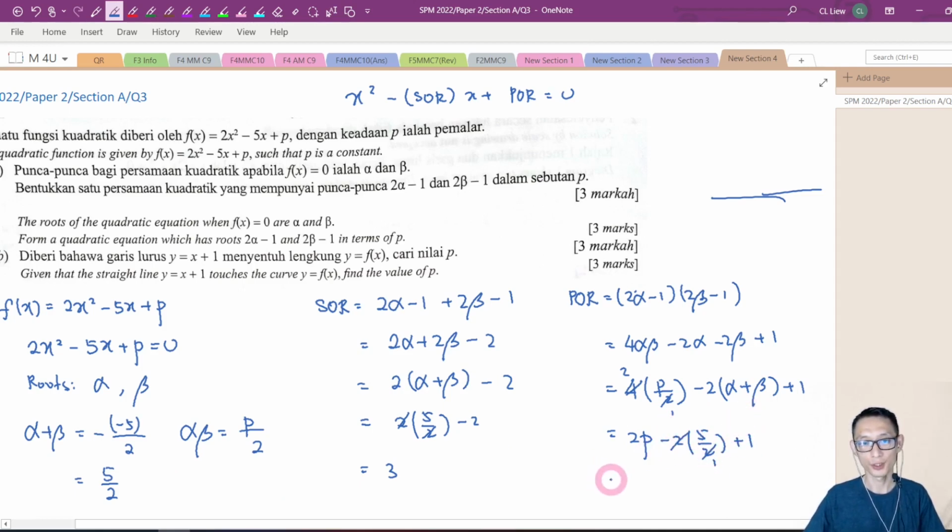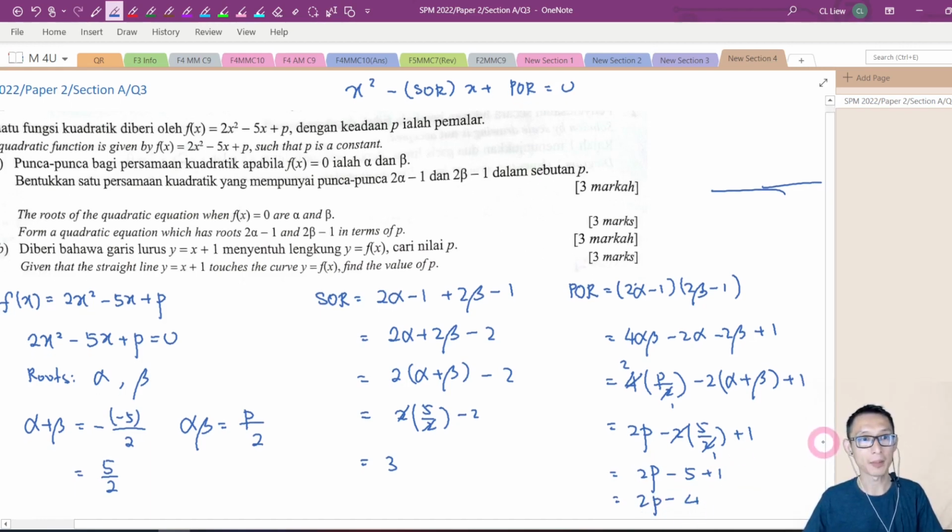Simplify this 2, you will get 2p minus 5 plus 1. So it will be 2p minus 4. Okay, 2p minus 4.